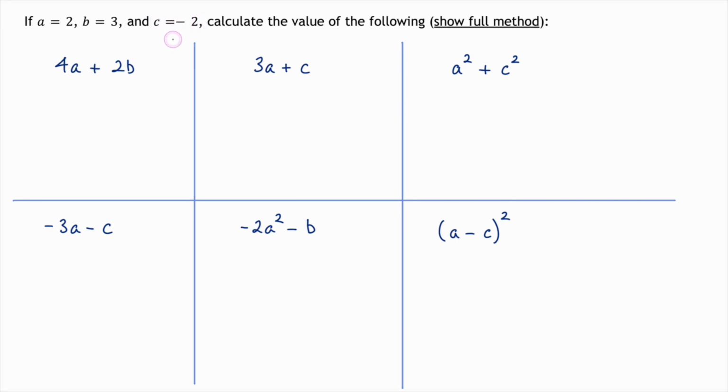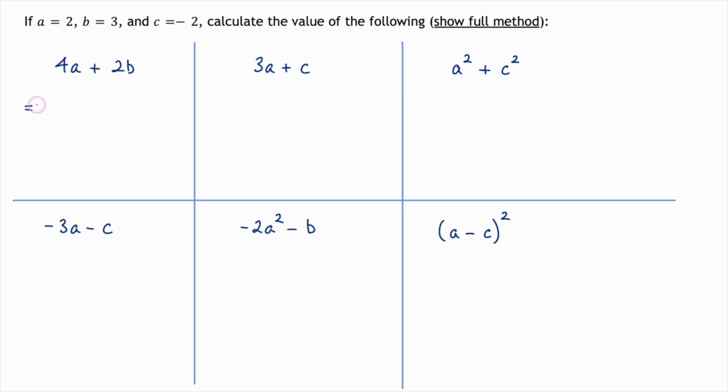Now, when showing full method, the first step is the substitution step. It's a bit like if you're playing soccer or netball and you're substituting a player. You bring a player off the field and you bring this substitute on. So you're swapping those. Same thing with algebraic substitution. What we're doing is we're replacing the pronumeral with the value, and I need to show that step. So let's have a look at how we do this.